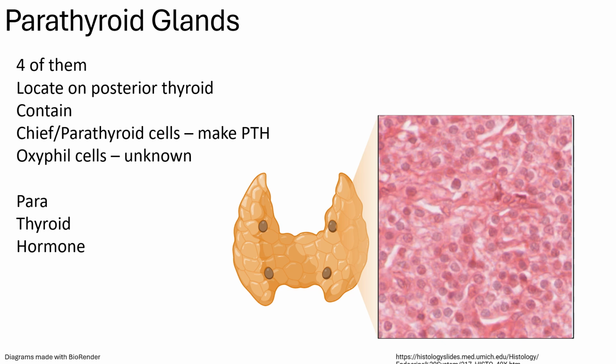Those cells that make parathyroid hormone, they stain a really dark purple in the nucleus and a slightly lighter purple in their cytoplasm. And the oxyphil cells, they just stain a pretty pink color.